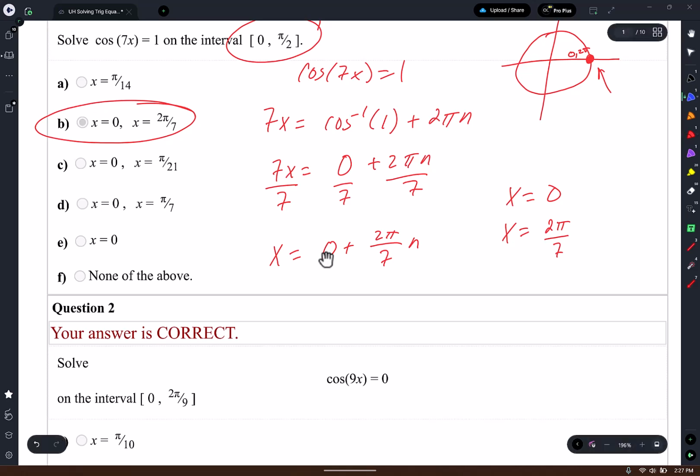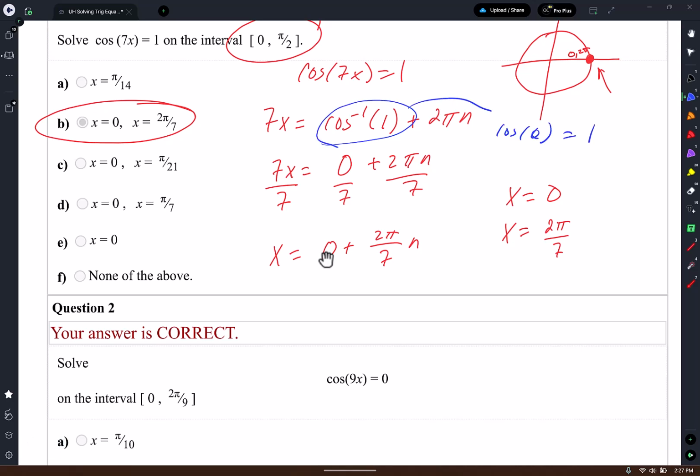Sorry, I was drinking my Diet Coke. Remember that means cosine of what angle equals 1? Well, the angle is radian 0.